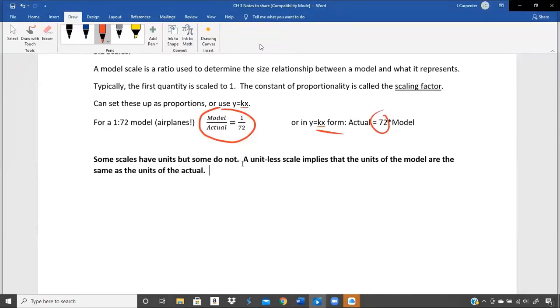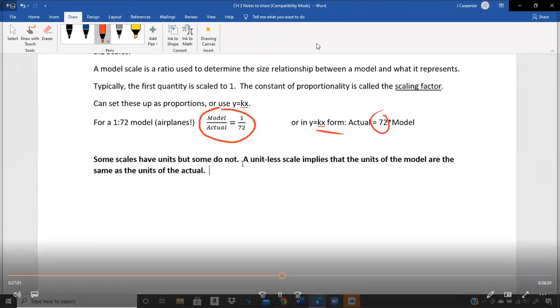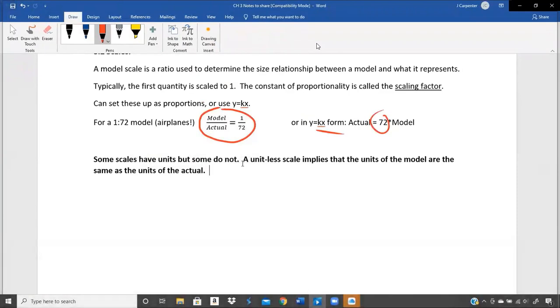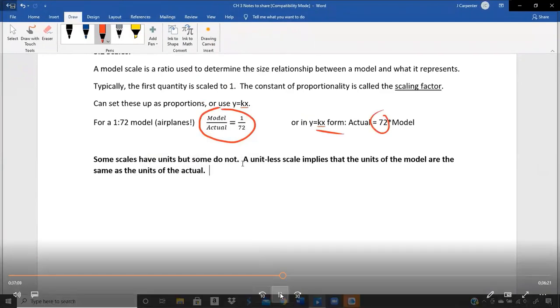Now, I may have been taking a 72-foot trailer and putting it down to 1 foot, but the conversion factor is still exactly true if you did it in yards or meters or kilometers or inches or centimeters or whatever you like. So when you're scaling from the same units, it's called a unitless scale or unitless model. So that is 3.2.